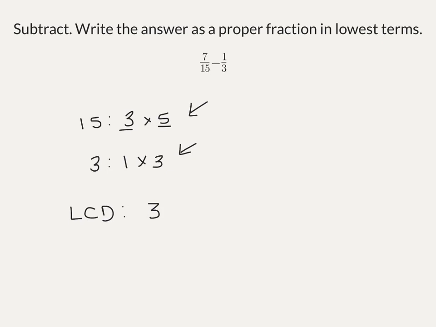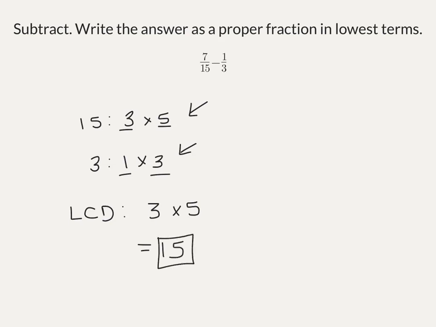5 appears 1 time in the first group and 0 times in the second group. So the greatest number of times that 5 appears is 1 time. So I'll write down one 5. We don't need to do the factor of 1. And we already did the factor of 3, so my LCD is just 3 times 5, which is 15.